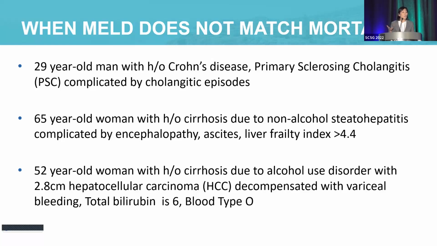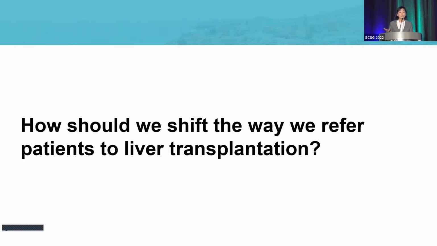How about that 52-year-old woman who has cirrhosis, maybe due to alcohol use disorder, and they have a T2 criteria meeting HCC, so they're within Milan, but they're just too decompensated. Their bilirubin's too high for treatment, and they have an unfavorable blood type for getting a transplant. These are patients who are stuck.